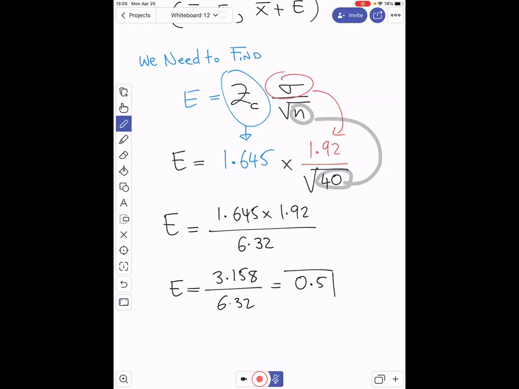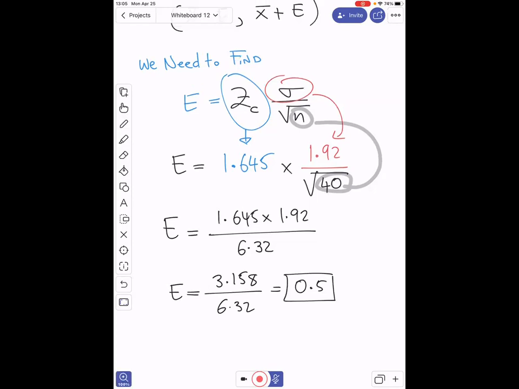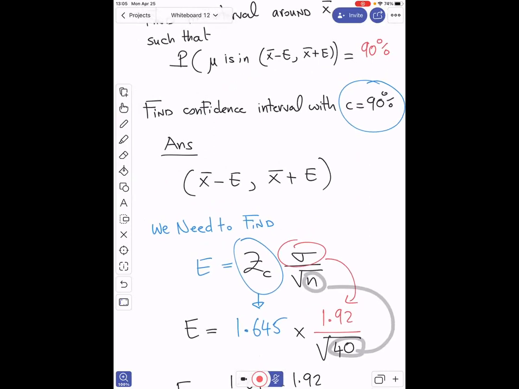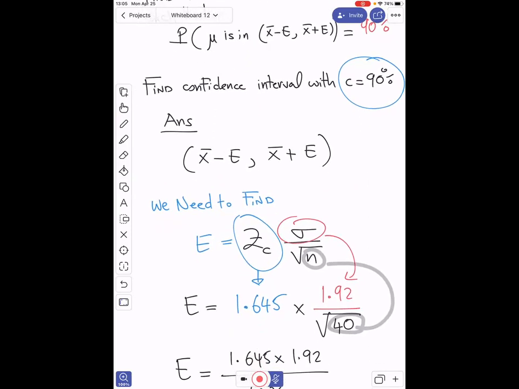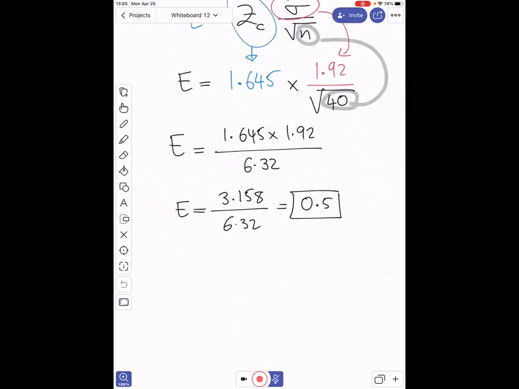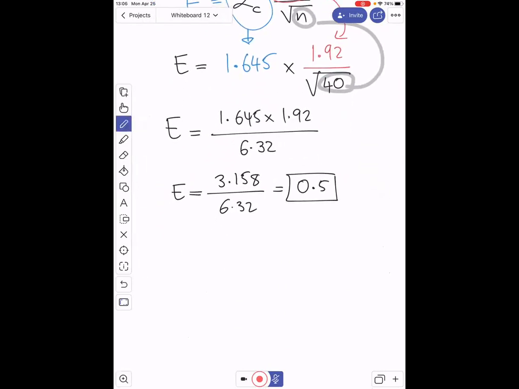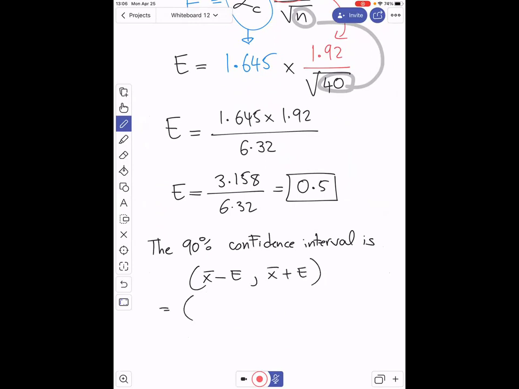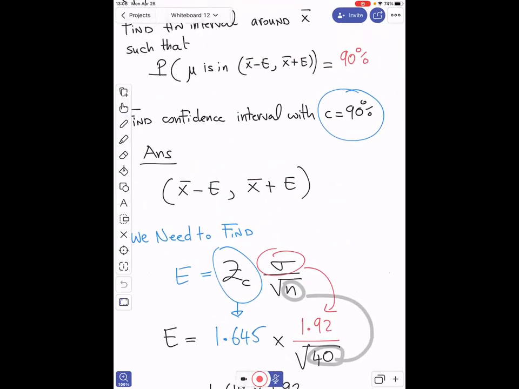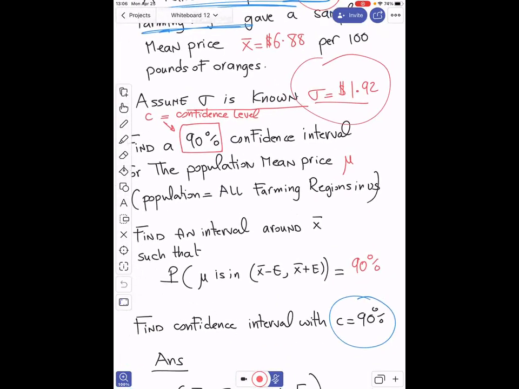Okay. So to answer the question, your 90% confidence interval would be X bar minus E, X bar plus E. So let's answer the question. The 90% confidence interval is X bar minus E, X bar plus E. So X bar is given. That's the sample mean.